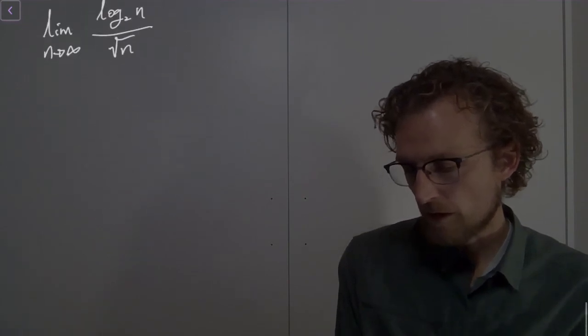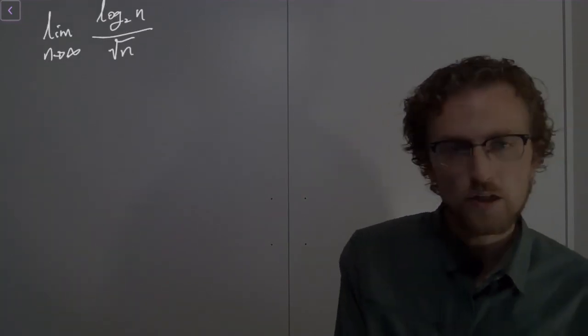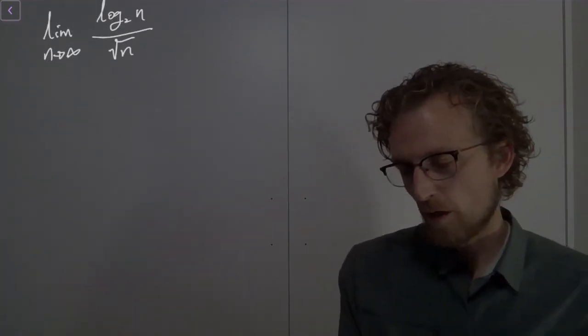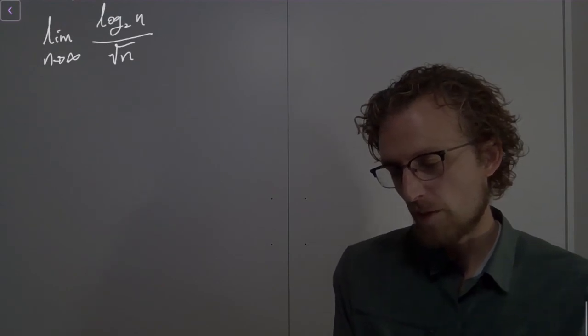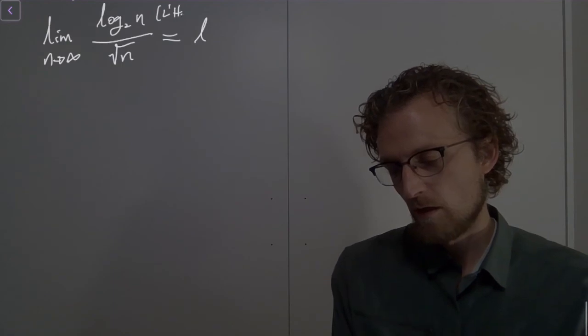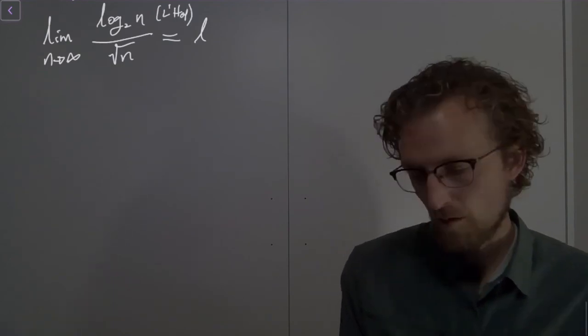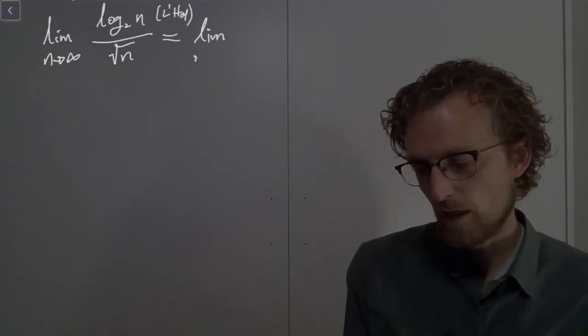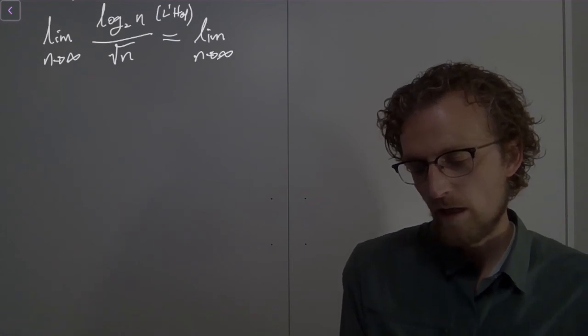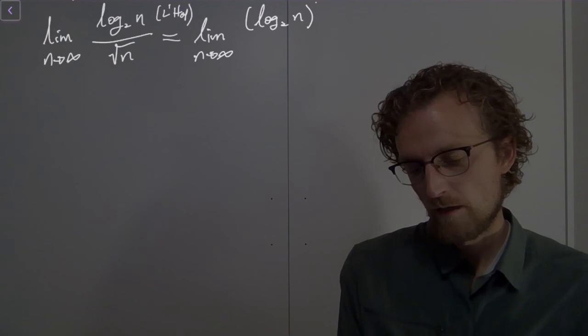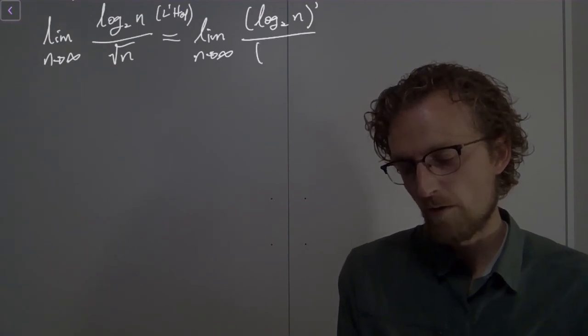So what do we do with L'Hopital's rule? Let me scroll that stuff out of the way and just focus on the math. So with L'Hopital's rule, we take the derivatives of the top and the bottom. So this is going to be equal to, and here let me just put L'Hop so that you can see what we're doing, the limit as n approaches infinity of the derivative of log base 2 of n, divided by the derivative of the square root of n.